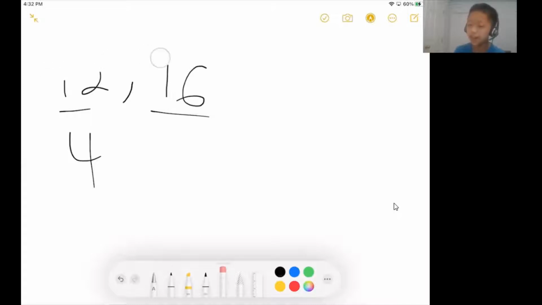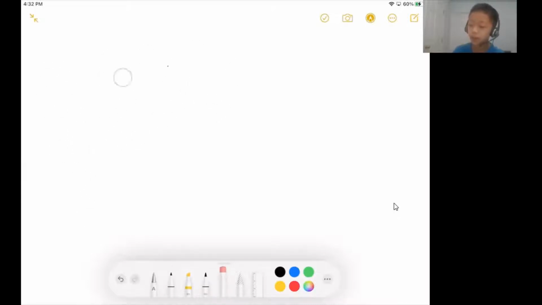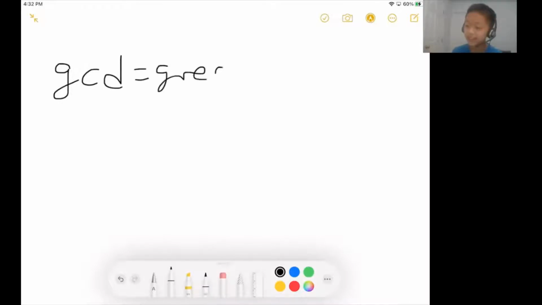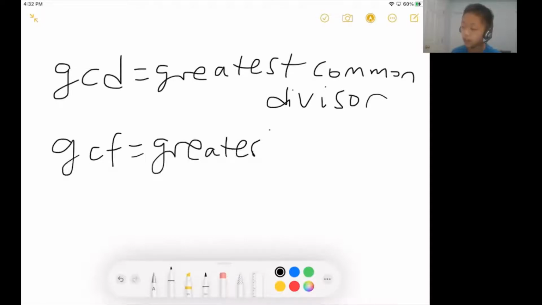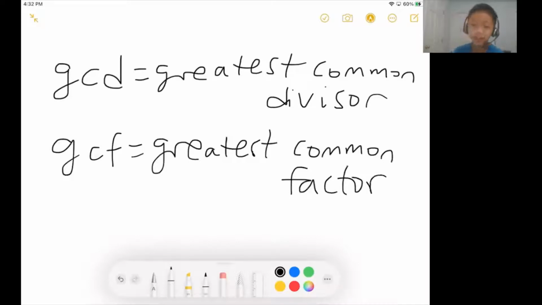So as a mathematical definition, in general, if you want to find the greatest common divisor of two numbers, you often write it as GCD. So GCD stands for greatest common divisor, and GCF stands for greatest common factor. These two things, greatest common divisor and greatest common factor, are essentially the same thing.